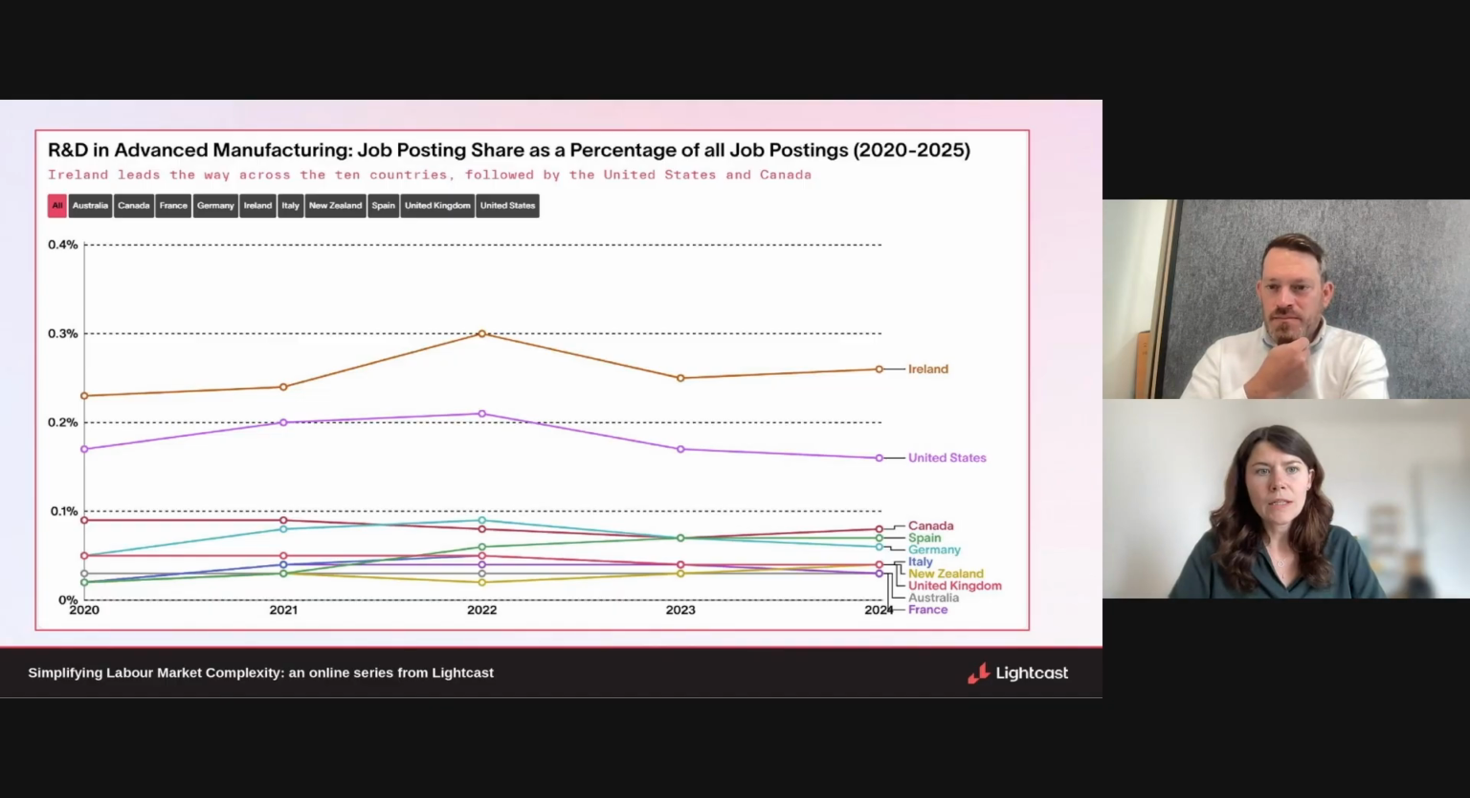And what we did was we tried to look at demand for these occupations in different countries using our job postings data. So what you see here is the share of job postings in each country represented by R&D occupations in advanced manufacturing. And the value of having this type of data is that it helps you identify in which countries these types of jobs play the bigger role, and how this is evolving over time. And here you see it on a comparative basis, so how much of the labor market in each country is represented by this type of jobs.